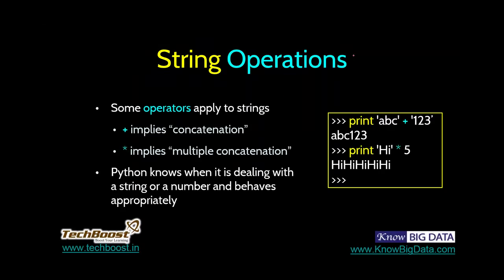Now let's see some more operations. We just saw that plus implies concatenation when we are dealing with strings. There is another type of concatenation, which is multiplication. This asterisk implies multiple concatenation. Let's see an example over here. ABC plus 1 2 3 is normal concatenation of two strings, which gives us the added string ABC123.